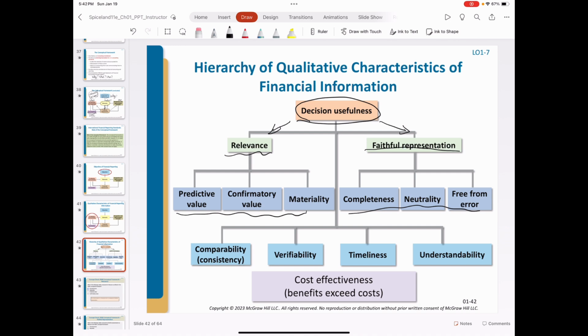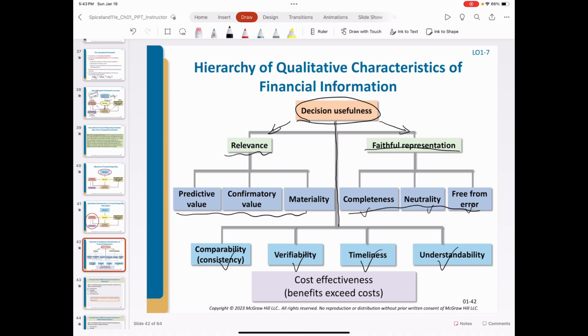And faithful representation has three components. For information to be reliable or a faithful representation, it must be complete, neutral, and free from error. Okay. Also, besides the two fundamental qualities of useful information, there are enhancing qualities of useful information. They are comparability, verifiability, timeliness, and understandability.